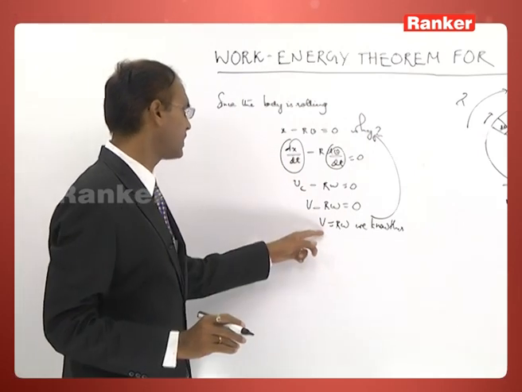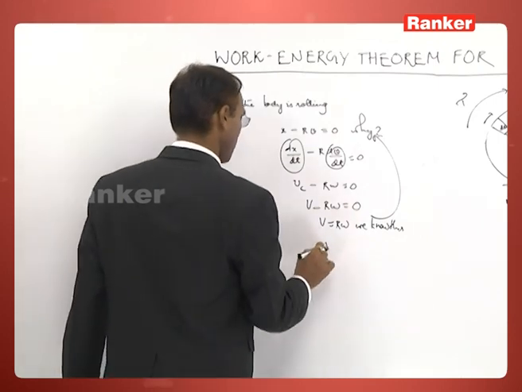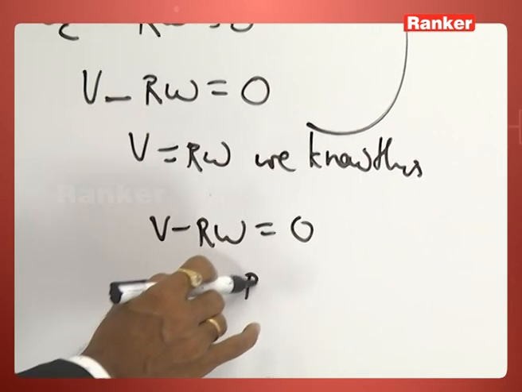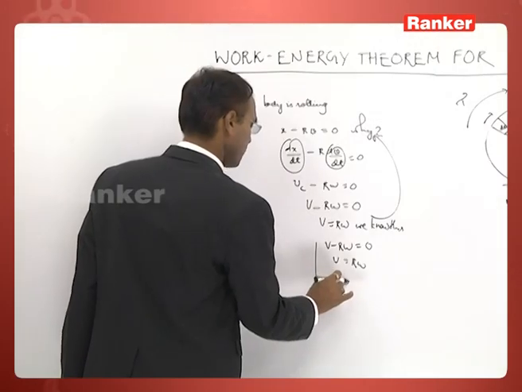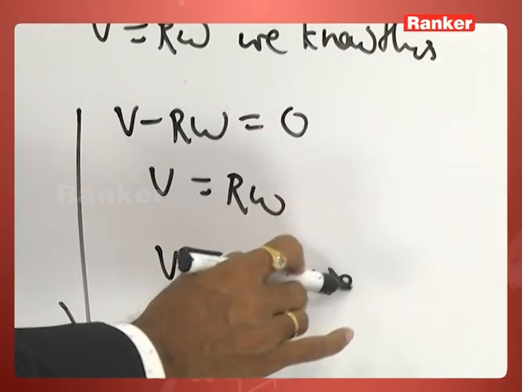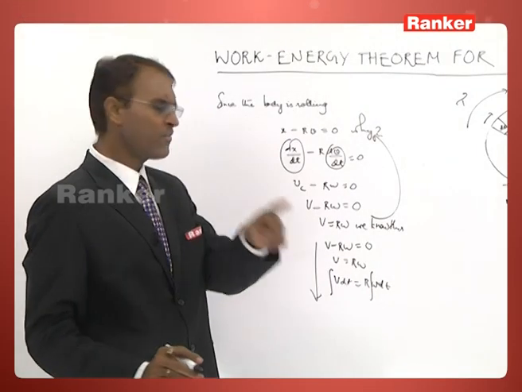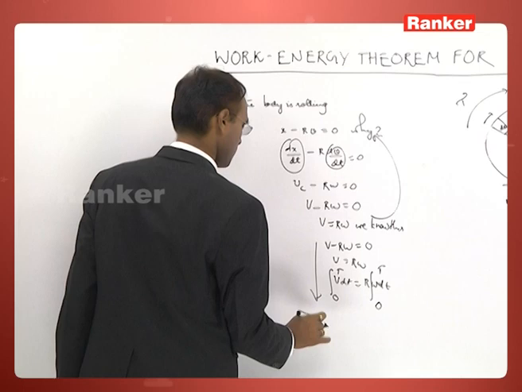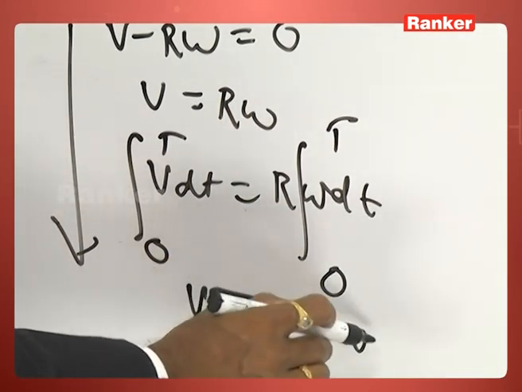If we integrate this, we are getting this. V minus r omega is equal to 0, so V is equal to r omega. And in the reverse way you can prove it like this: if you integrate both sides with respect to time, during one period of rotation, 0 to t, we are getting V into t is equal to r omega into t.